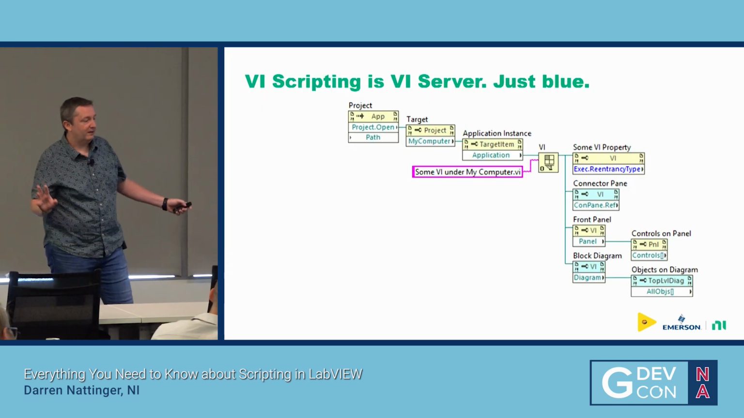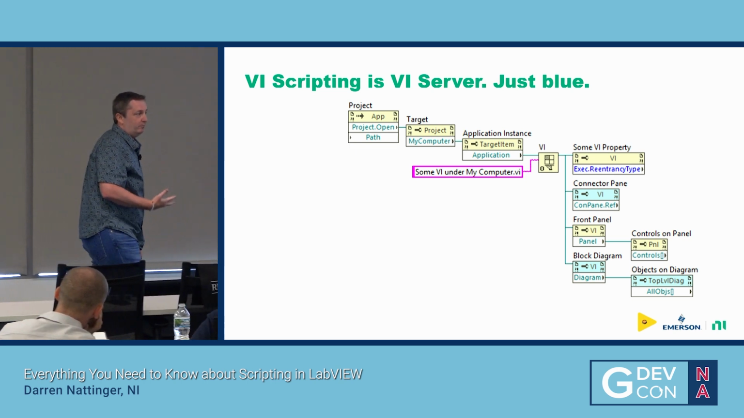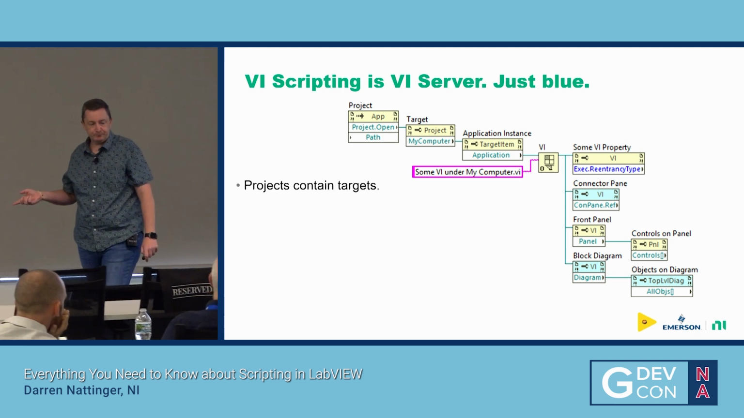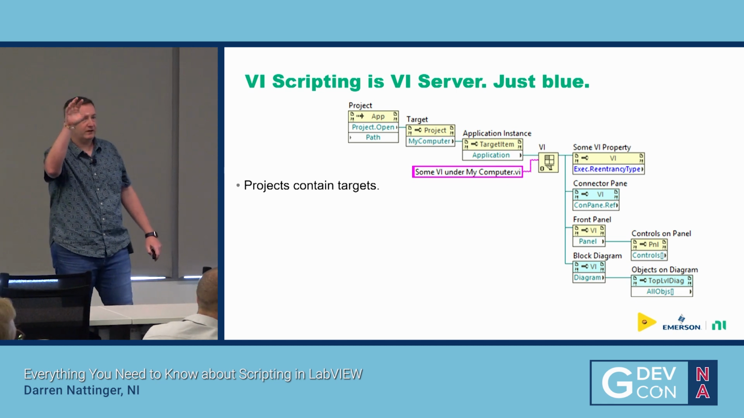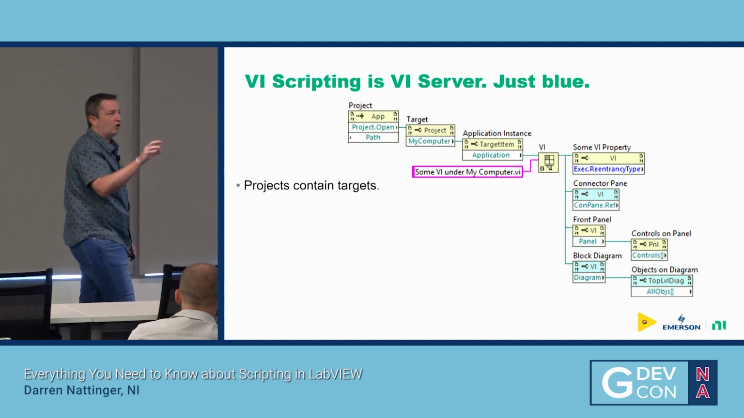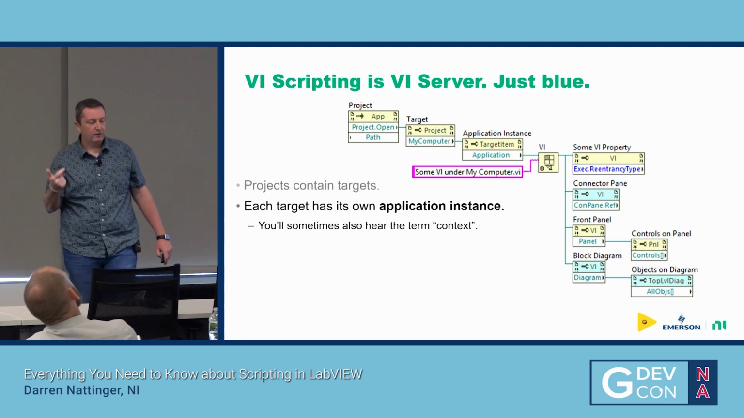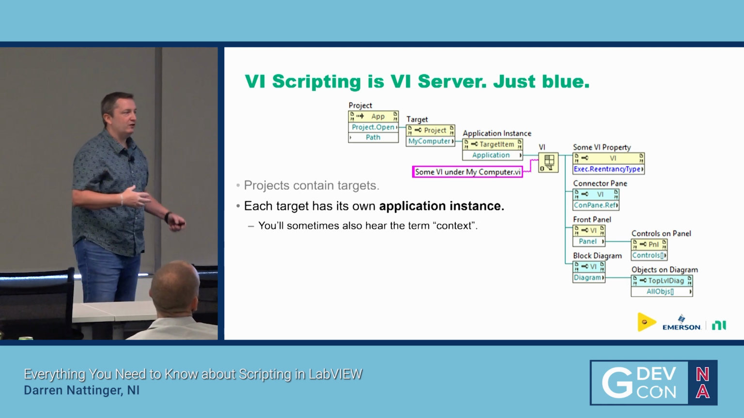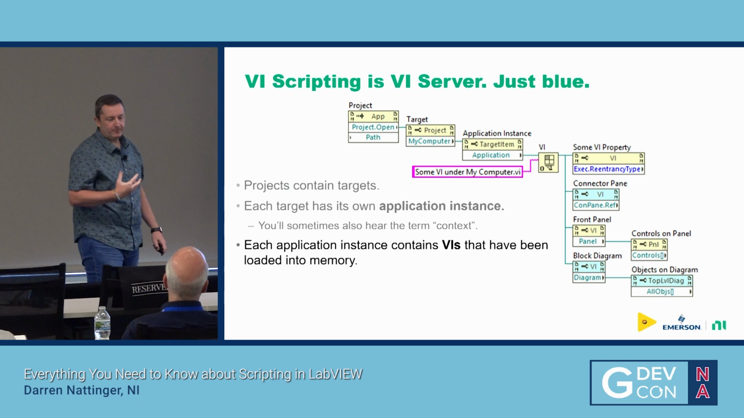So VI scripting is VI server. I'm going to use those 2 terms interchangeably. We can see here on the screen we've got some VI server code. Let's talk through it for a second. Projects. The project is the highest level thing that you can have in LabVIEW. Project has targets in it, like my computer or an RT target or something like that. Each target has something called an application instance. That is basically a memory space where all the VIs in that target can be loaded.